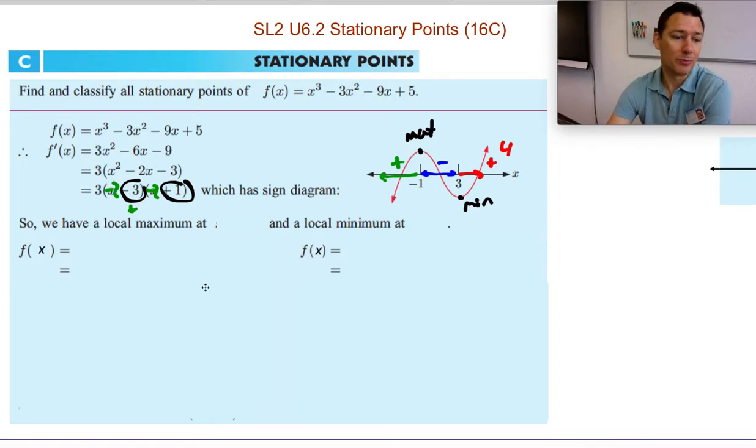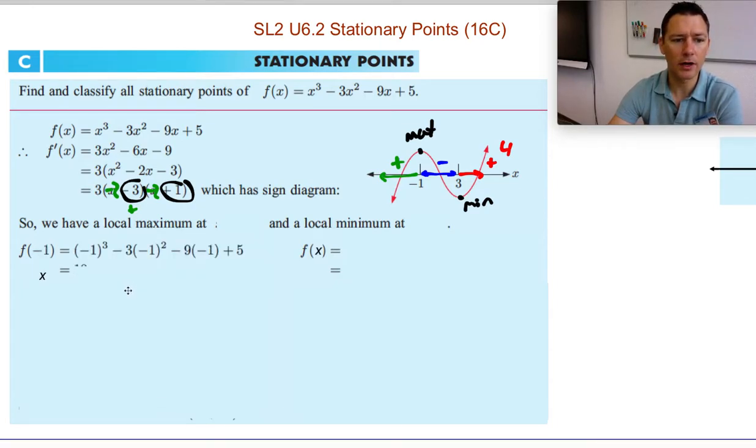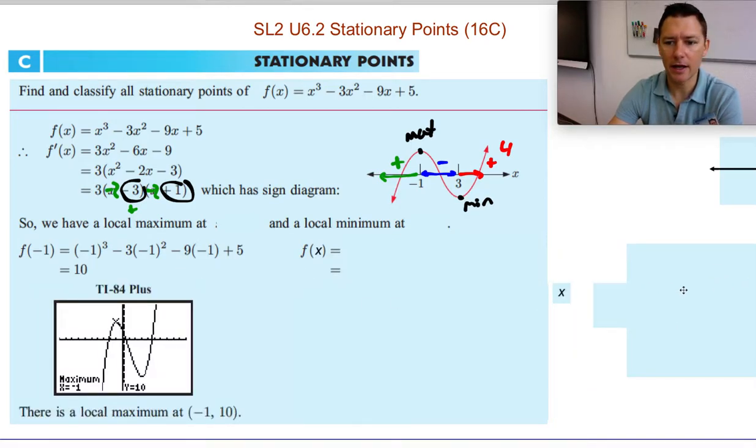Or you can graph it, but if this is a non-calculator piece, this is a kind of a quick way to do it. So we have a local maximum when x is negative 1, and you plug that back into the original equation, and you get 10. Cool. So your local maximum is (-1, 10), and it should look like that, right?